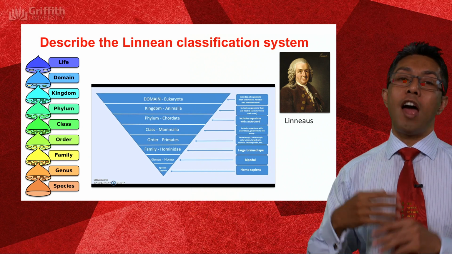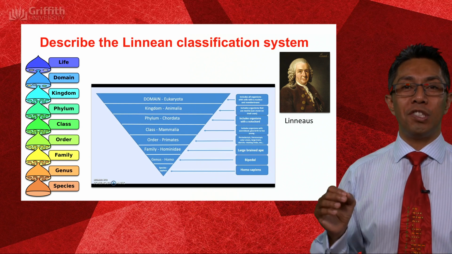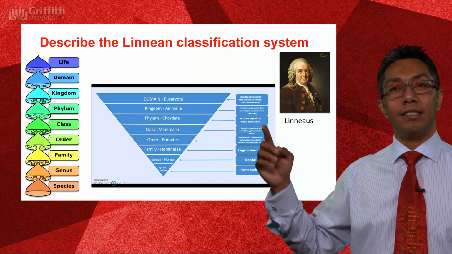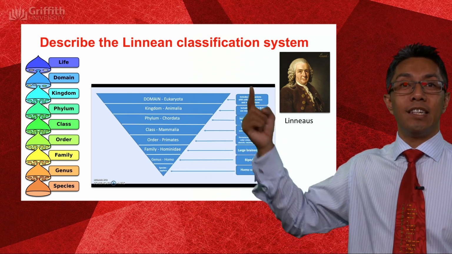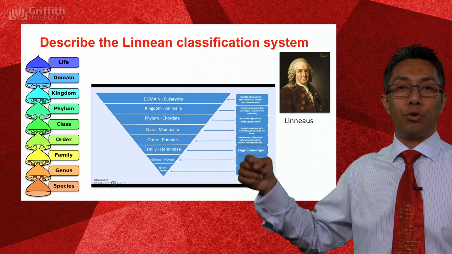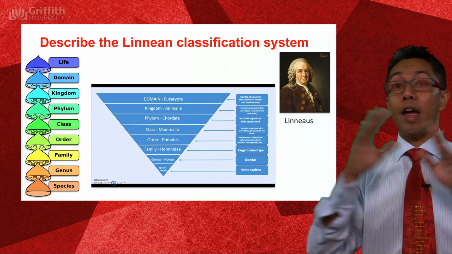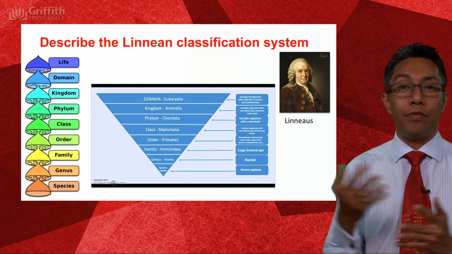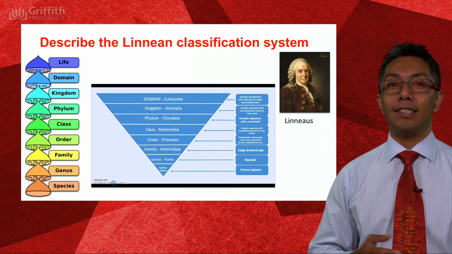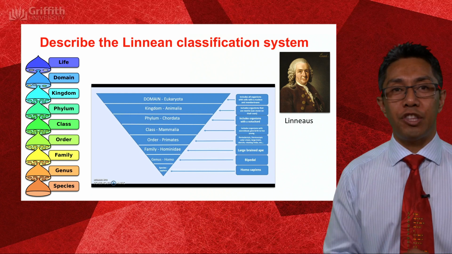Now there are a variety of mnemonics that you can use to remember these. So for example, one of them is "Dumb King Phil Class Ordinary Families as Generous and Special." Now there are a whole range of mnemonics. If you've learnt a different one, then by all means keep learning that one and go ahead and teach that one.